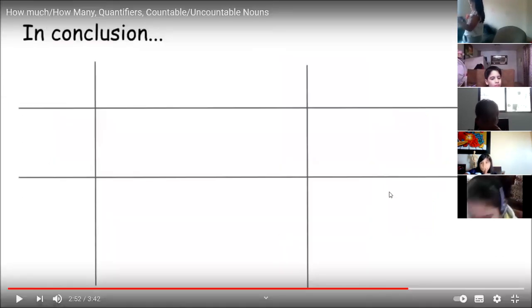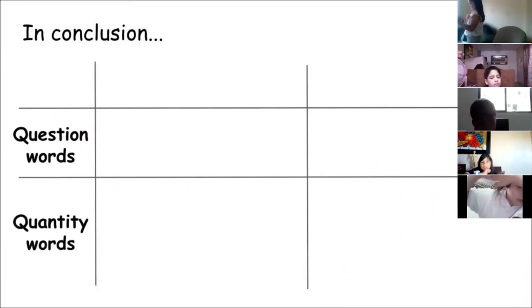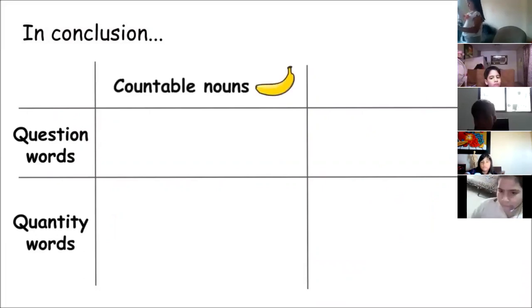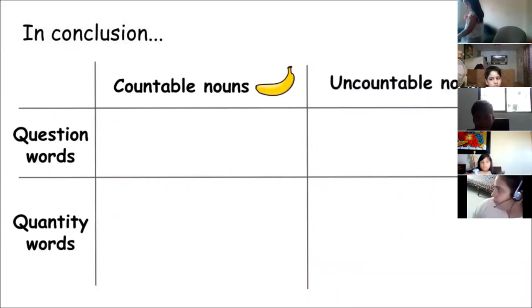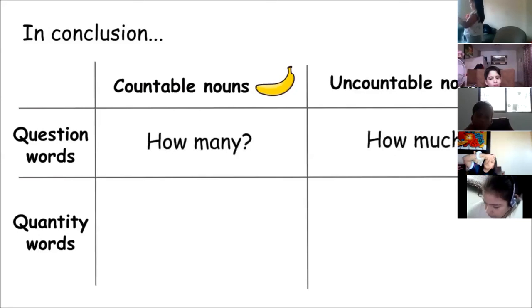Okay, here we have the conclusion. So in conclusion, we have question words and quantity words. And we have countable nouns, which are things you can count, and uncountable nouns, which are things you can't. If we want to ask a question about a countable noun, we use how many. And for uncountable nouns, we use how much.